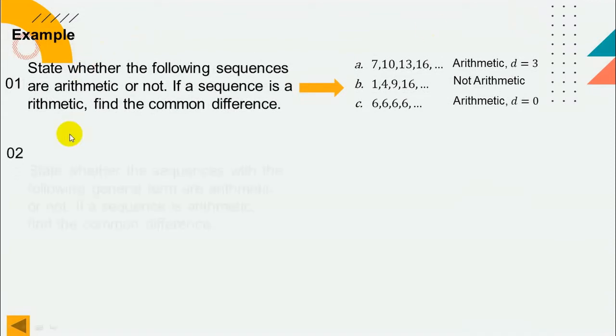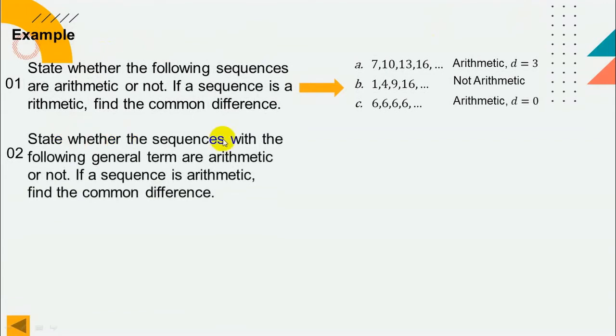Another example. State whether the sequences with the following general terms are arithmetic or not. If a sequence is arithmetic, find the common difference. From here, we have Un equals 4n minus 3. So this one is called the general term. So we need to find whether it is arithmetic. If this one is arithmetic, continue to the common difference.